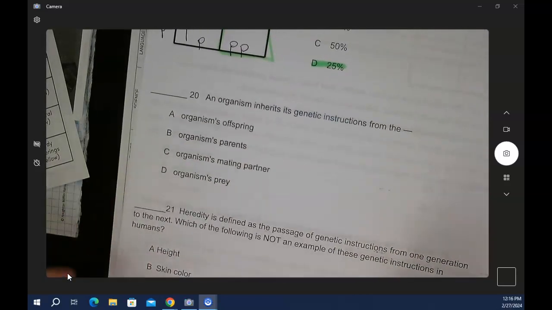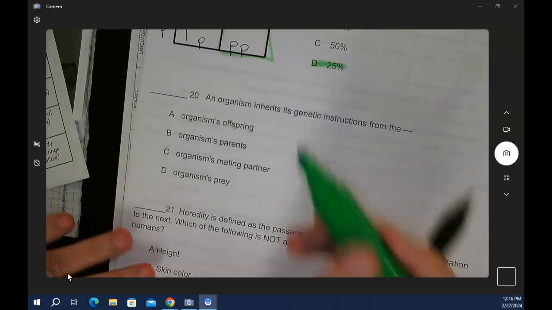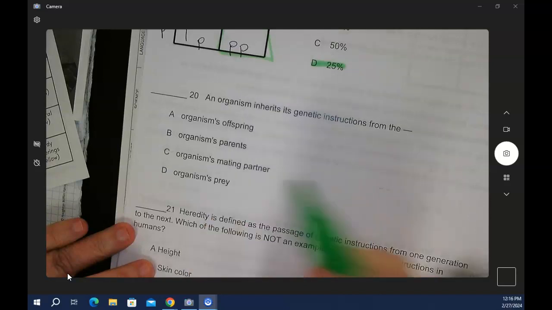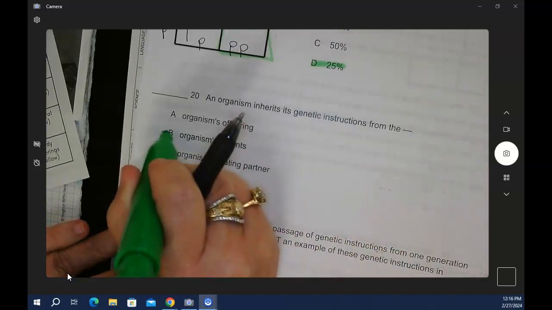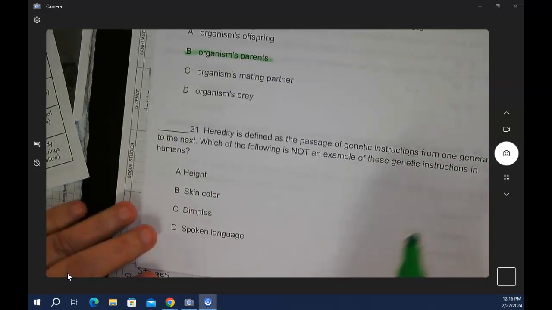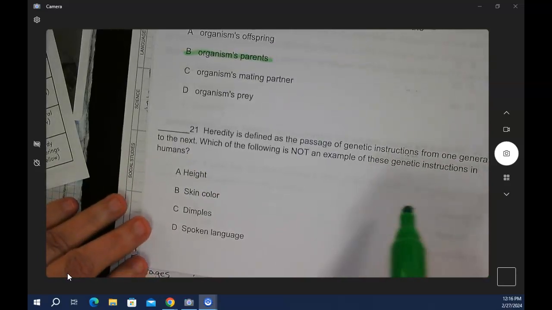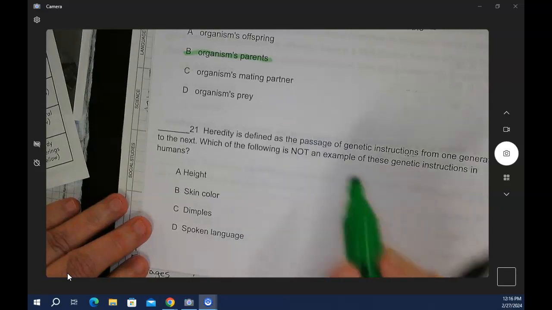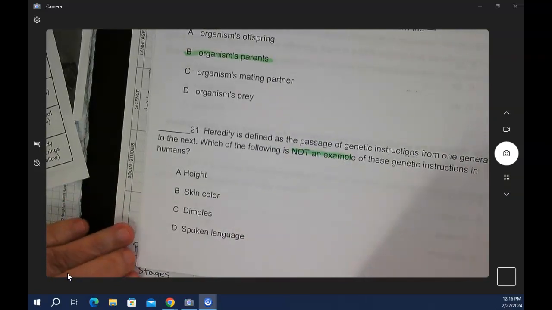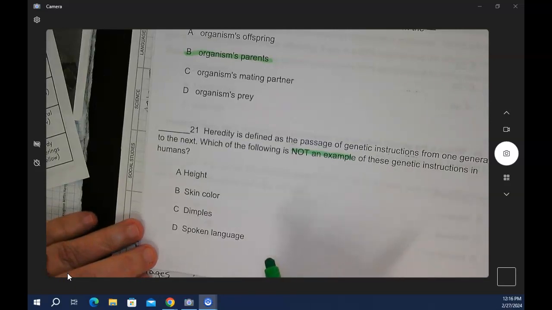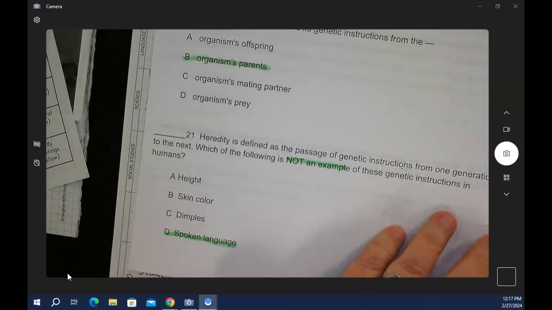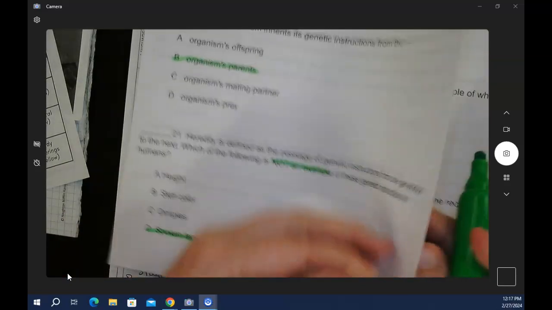Organism inherits the genetic instructions from the organism's offspring, the organism's parents, the organism's mating partner, the organism's prey. Definitely from the parents. Heredity is defined as the passage of genetic instructions from one generation to the next. Which of the following is not an example of these genetic instructions in humans? Height, skin color, dimples, spoken language. That's learned or acquired.